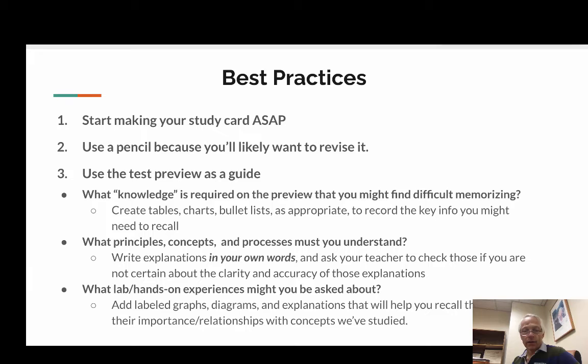In the case of the first unit this year, you may want to write down some of the organelles in a cell, maybe even draw a diagram that shows where those organelles might be in a plant or an animal cell. So things that you know you should be able to recall, those terms, those definitions, whatever, but you're not sure you're going to be able to remember all those. Put some of those on your study card.